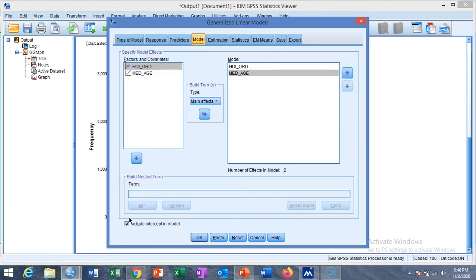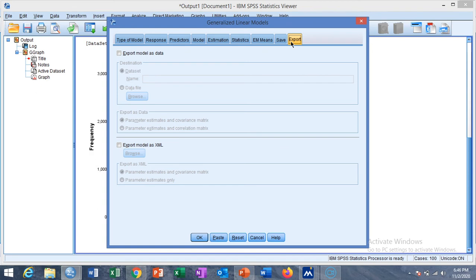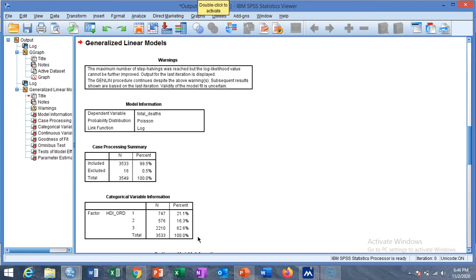And you have already ticked the option of include intercept in your model, which provides the estimate of intercept as well in your model. If you want to export your result to a certain file, then you can go to the option of export model as data. For now we just run the output file by clicking on OK.